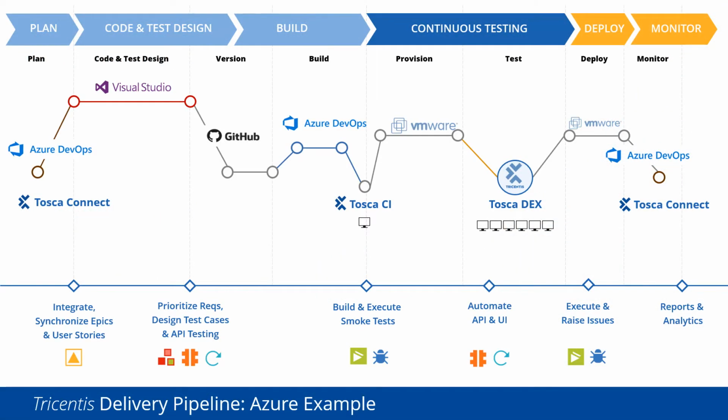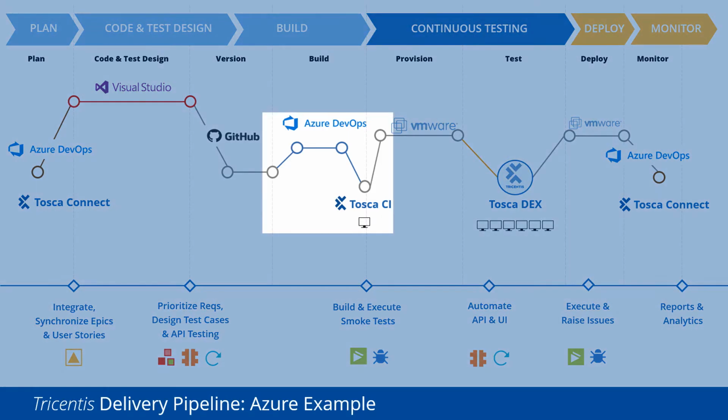In this example, we see different points where Tosca integrates with Azure DevOps, such as work items, bugs, and other areas. Today we will focus on the integration developers use to kick off Tosca tests to ensure their code committed into their version control systems is sufficiently tested.